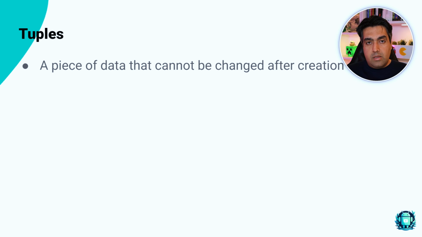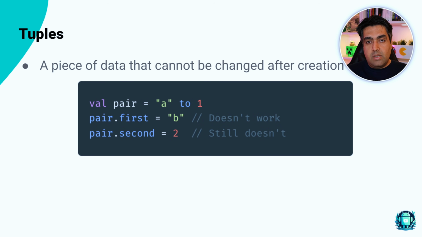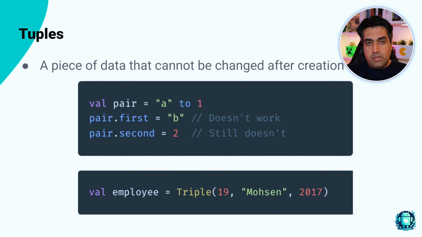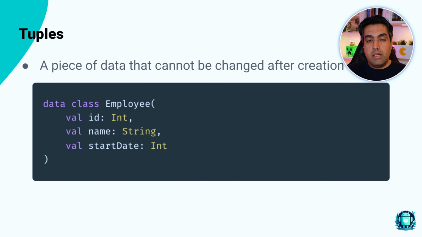Tuples. In functional programming, a tuple is a piece of data that cannot be changed after it is created. One of the most basic tuples in Kotlin is Pair. It contains two properties called first and second and is immutable. In addition to Pair, there is a Triple tuple that also contains a third value. In general, data classes are usually a good implementation for tuples because they provide clear naming. As in the previous example, it's not immediately obvious that the 19 value represents the employee ID.